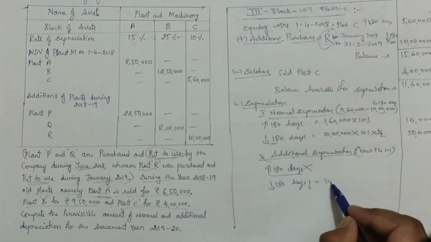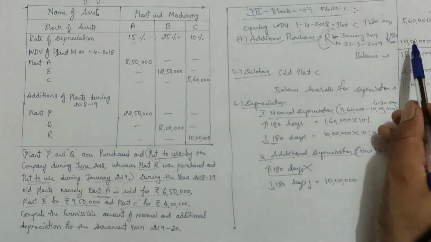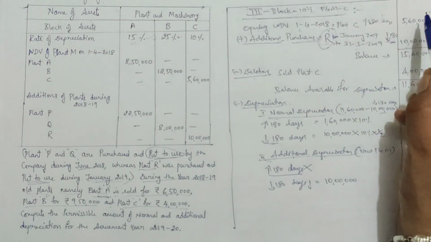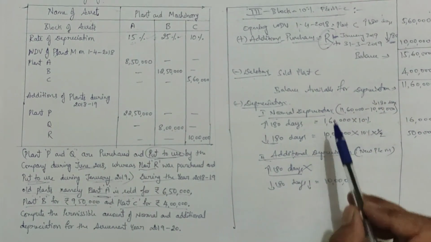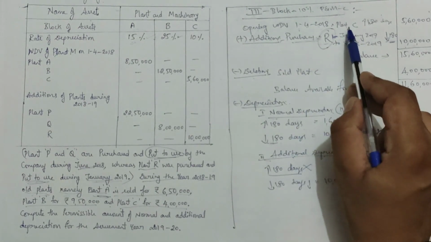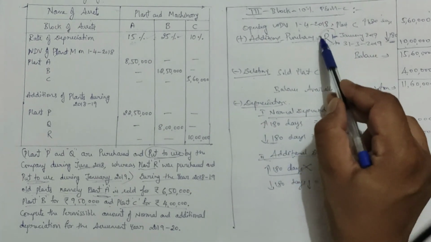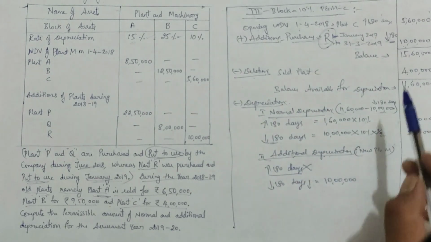So what we need to do? On 10 lakh rupee, keep it in mind, here I am taking only 10 lakh. I am not taking 5 lakh 60. Why? Because additional depreciation will be charged only for new plant and machinery, not for old plant C. Clear? So here the newly purchased one is plant R. So only for this value we need to calculate additional depreciation.